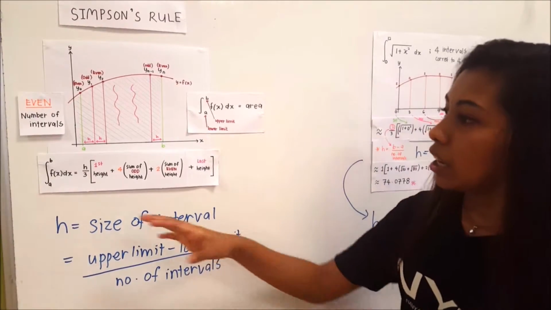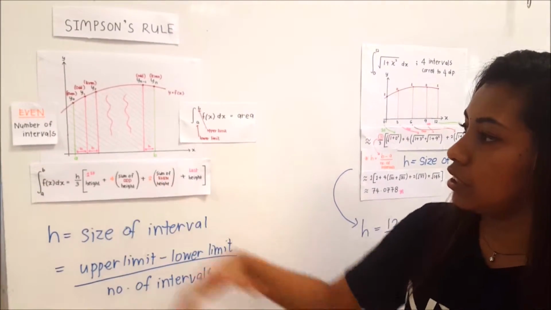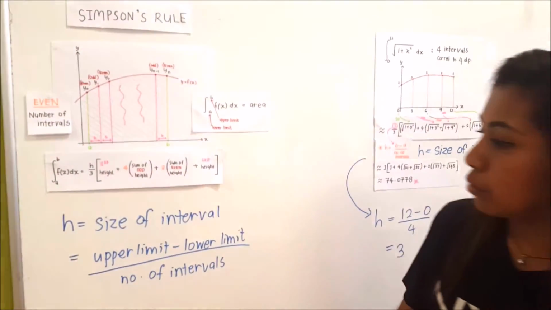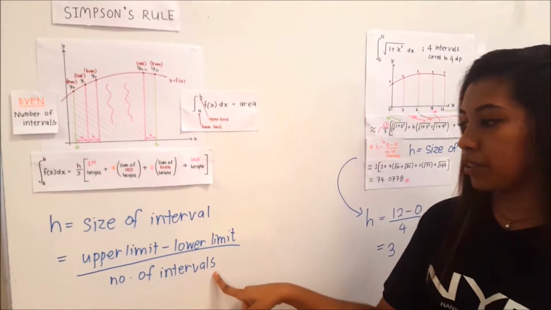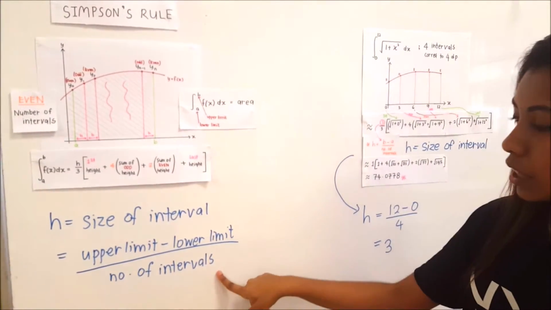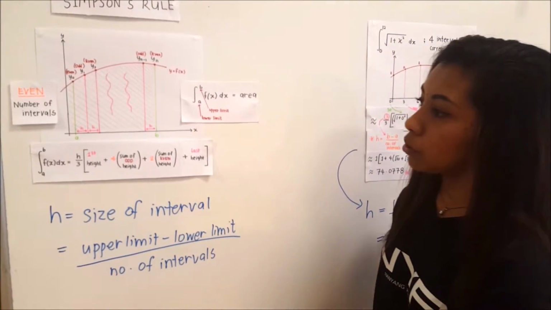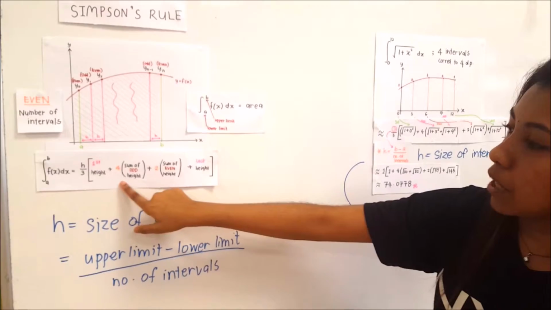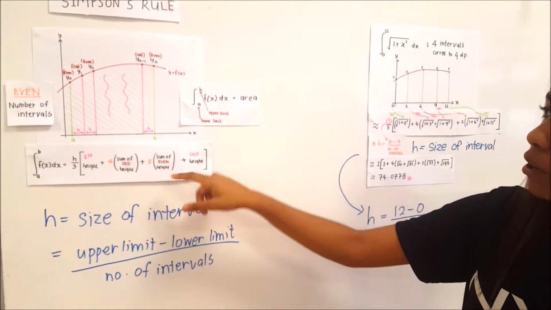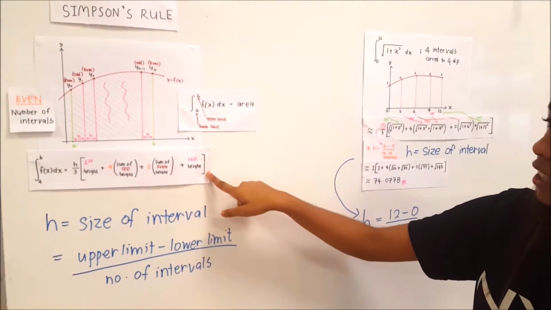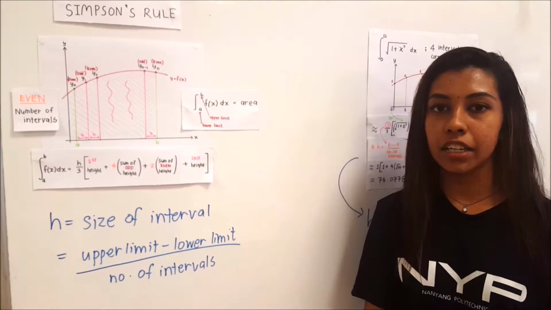The formula here: the integral of f of x with respect to dx equals h, where h is the size of the interval, the gaps, which is the upper limit b minus the lower limit a, divided by the number of intervals, which is normally given in the question. Then you divide h by 3, multiplying the whole thing with the first height, plus 4 times the sum of the odd heights, plus 2 times the sum of the even heights, and finally the last height. Okay, let us take a look at examples to give you a deeper understanding of Simpson's rule.